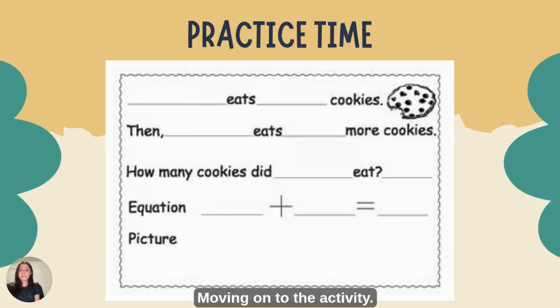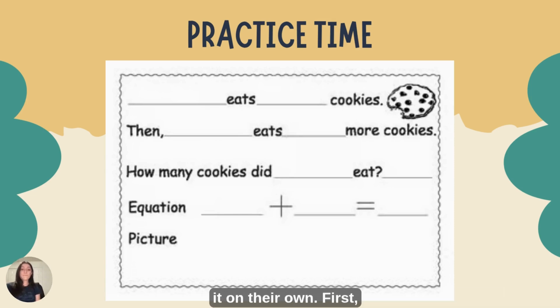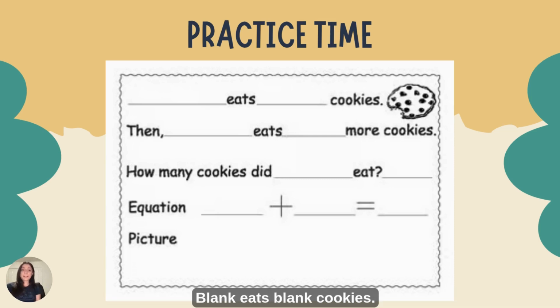Moving on to the activity. If I was introducing this to my class, I would first show them a model and then have them complete it on their own. First, we show them an example of the sentence stem. Blank eats blank cookies. Then blank eats blank more cookies. How many cookies did blank eat?